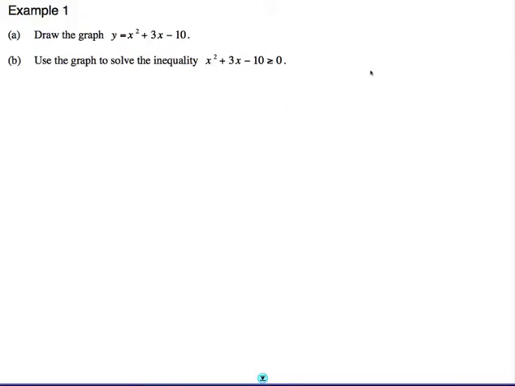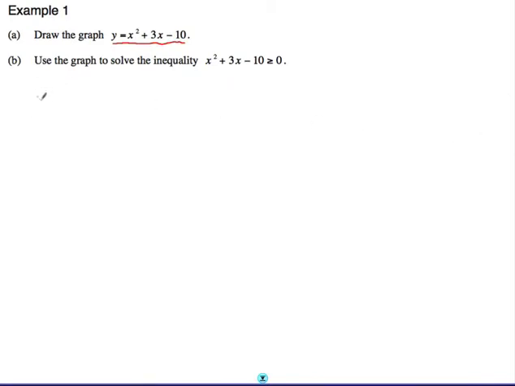Okay, example 1. This question is asking us to first draw the graph y equals x squared plus 3x minus 10 and then use the graph to solve the inequality x squared plus 3x minus 10 being greater or equal to 0. Now the first step to this question is to draw this, and to do this we can factorize, then sketch. Wouldn't recommend drawing everything.